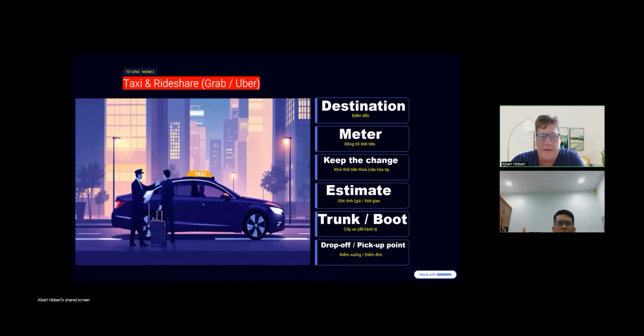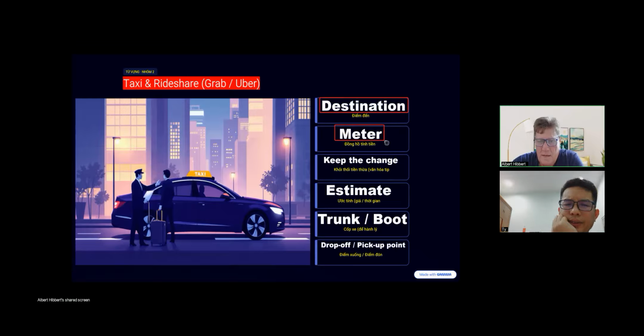Now, let's have a look at some vocabulary when you use a taxi, like Grab or Uber. When you use a taxi, like Grab or Uber, these are words that you will use. Right, your destination. Destination. This is the place where you want to go to, your destination.